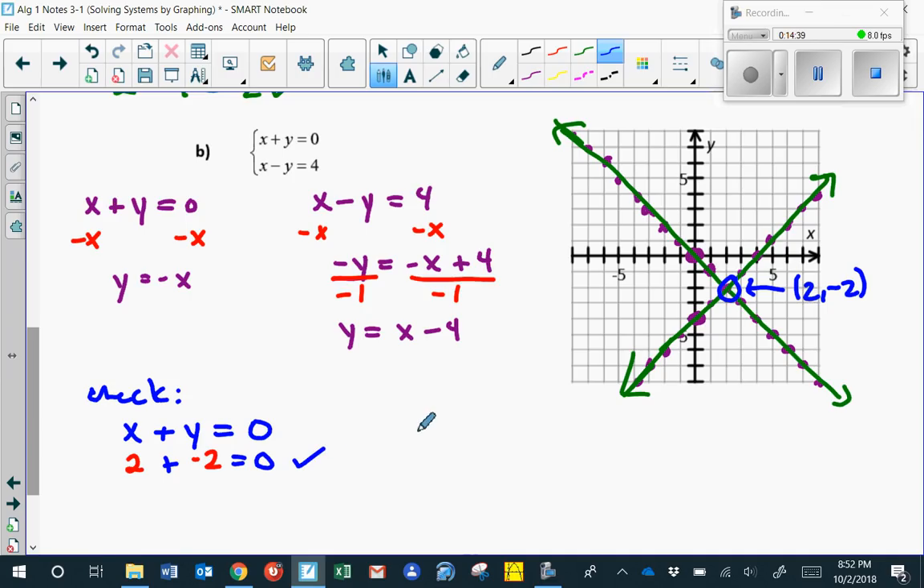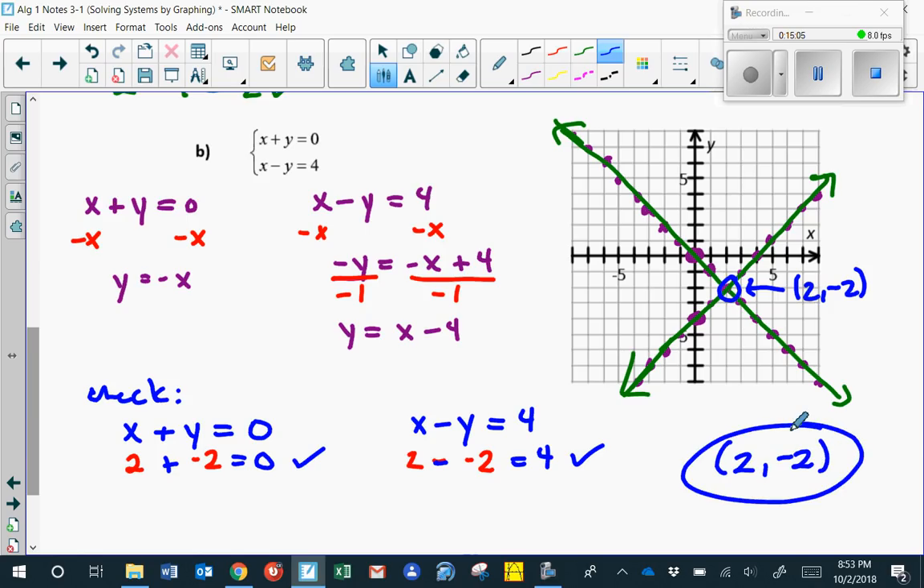The second equation is x minus y is equal to 4. And again, replacing x with 2 and y with negative 2, we get 2 minus negative 2 is equal to 4. That's also true. So 2 comma negative 2 is the solution to our system of equations.